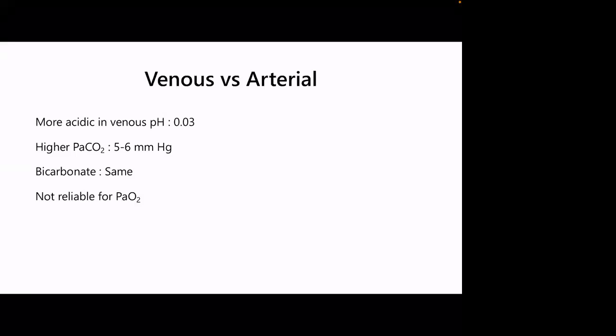The pH in the venous blood gas will be more acidic than that in the arterial, with the pH decreasing by 0.03, and PaCO2 will be on the higher side in the venous as expected, around 5 to 6 millimeter of mercury higher. And bicarbonate, if we take the standardized bicarbonate, will be the same. And the venous sample is not at all reliable for oxygen values.